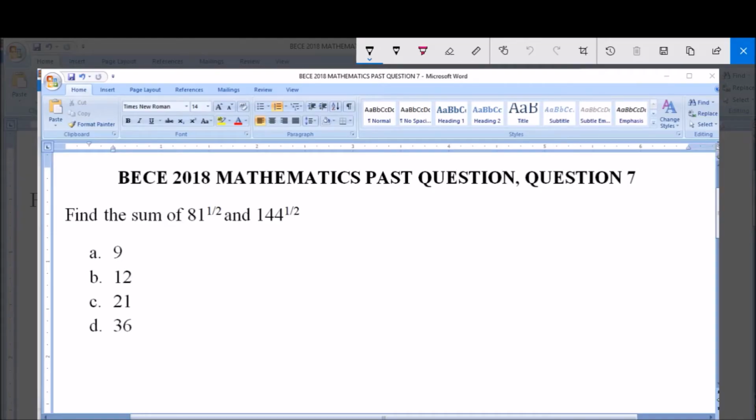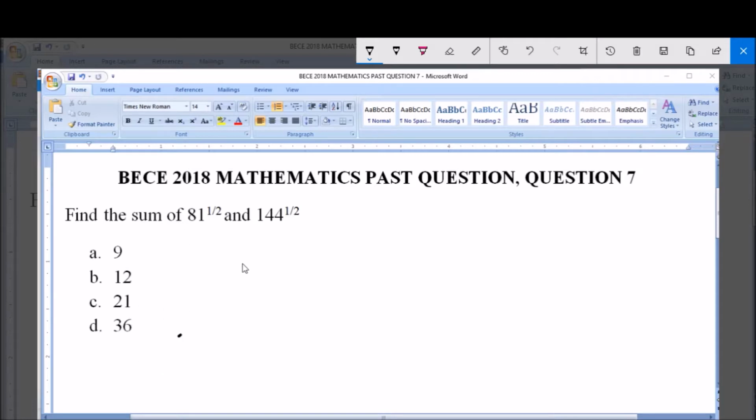Today we're going to be dealing with BECE 2018 Mathematics Past Question, Question 7. Find the sum of 81 raised to the power of 1 over 2 and 144 raised to the power of 1 over 2. We have to find the sum of these numbers. A here we have 9, B we have 12, C 21, and D 36.